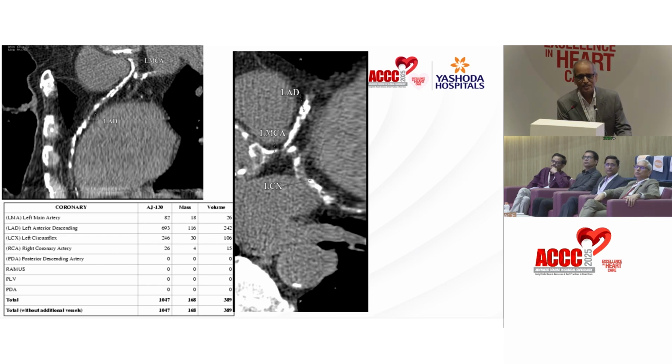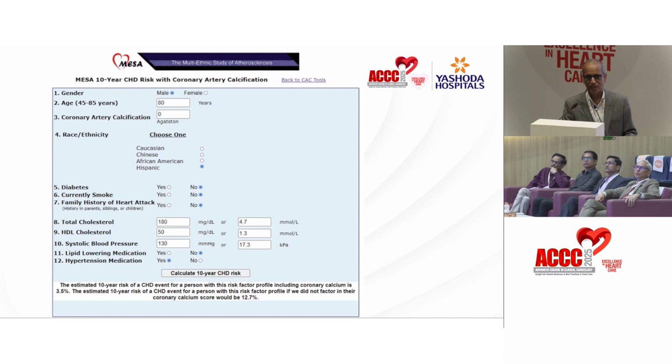So this is one example of an extensive coronary artery calcification involving all the arteries, but in the pictorial you see the LAD and the left main showing an extensive amount of calcification. The score here is around 1047, which signifies a high risk of coronary artery disease.